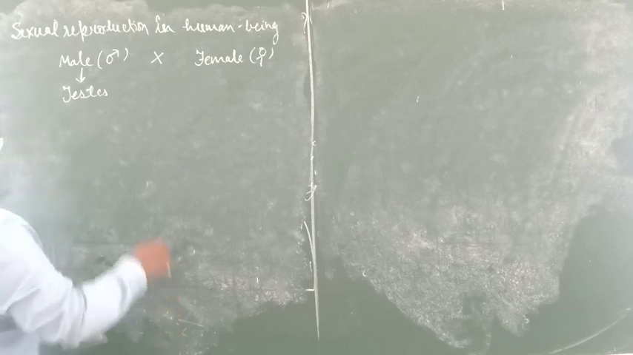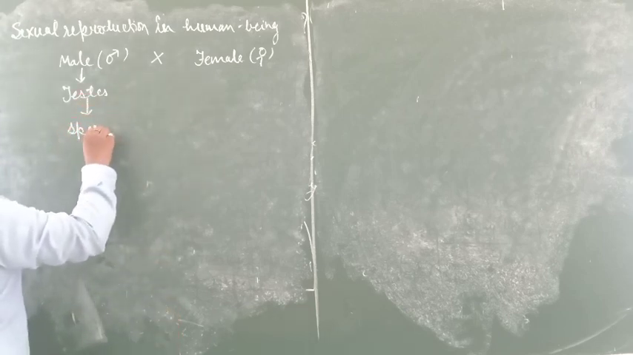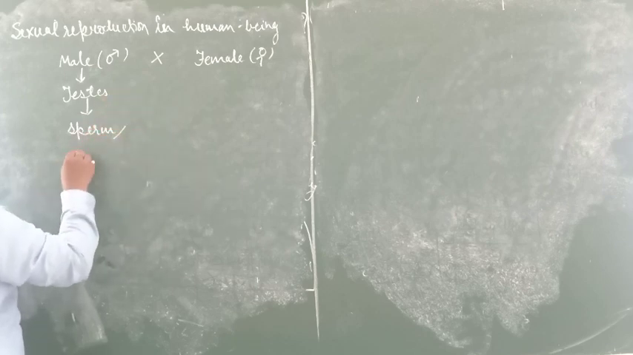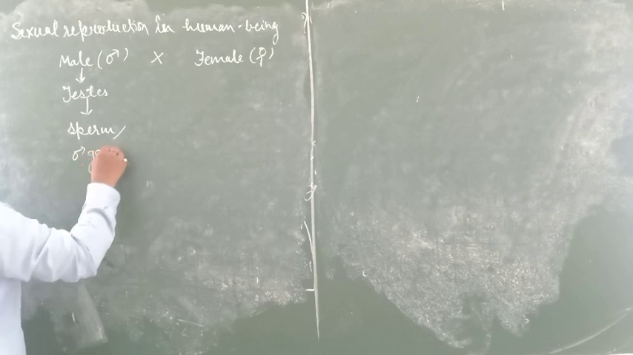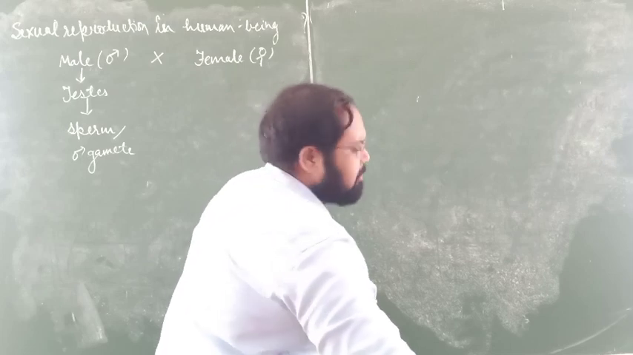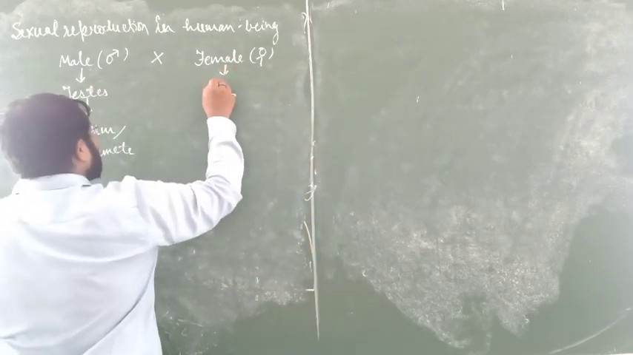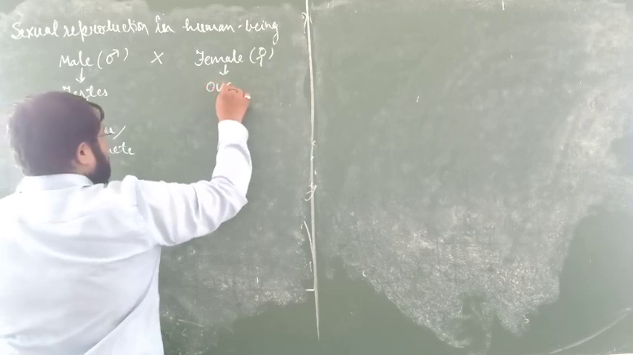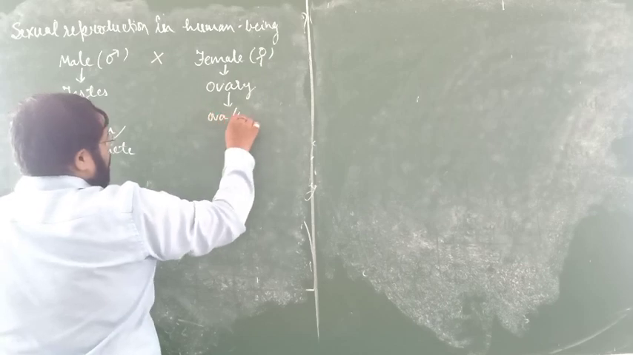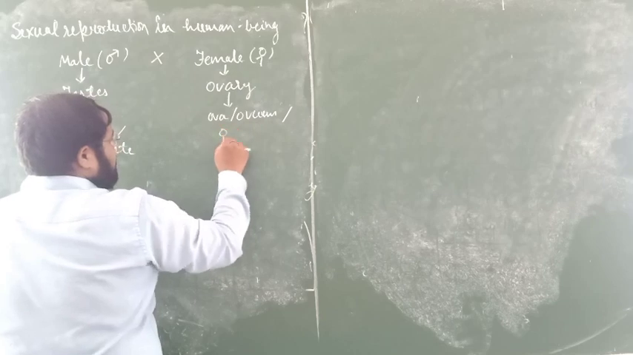Okay, testis produces sperm. That sperm is also called male gamete. Here is the female. Female has ovary. Ovary produces ova or ovum, or female gamete.